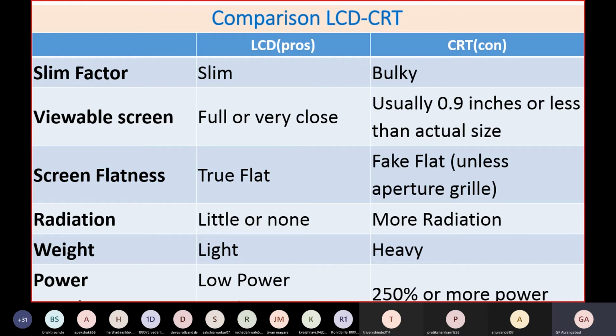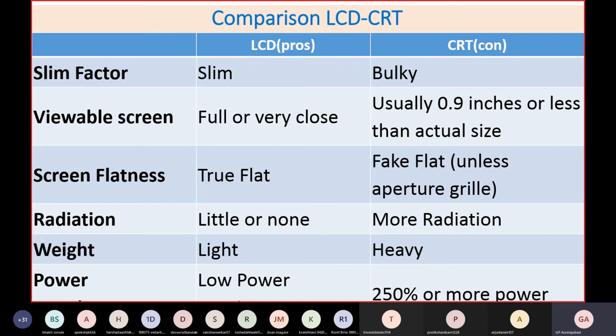Then as far as screen flatness is concerned, it is a true flat. This is a fake flat. Fake flat, I mean, certain companies advertised their CRT as a flat CRT. You might have seen, 10 years back, this was the advertisement for a flat CRT screen. It was not practically flat. They made it actually look like a flat by certain adjustments, allowing the beam to go to the extreme corners, so that the entire picture will feel like it is flat, but it is not a true flat.